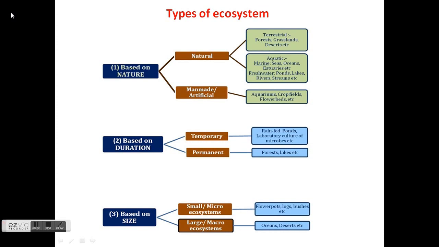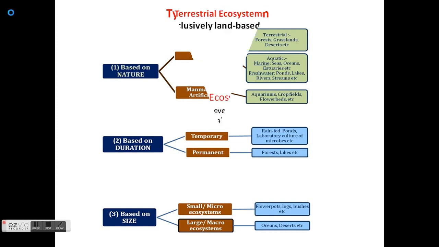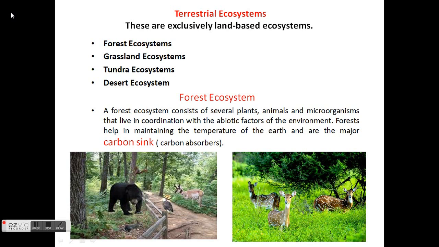A temporary ecosystem is any ecosystem that exists for a small period of time, and permanent is like a forest or a lake. A flower pot can be a micro ecosystem, and an ocean is called a macro ecosystem or large ecosystem.